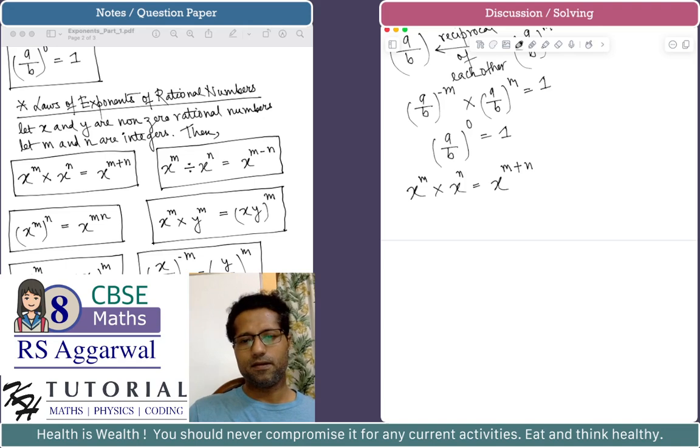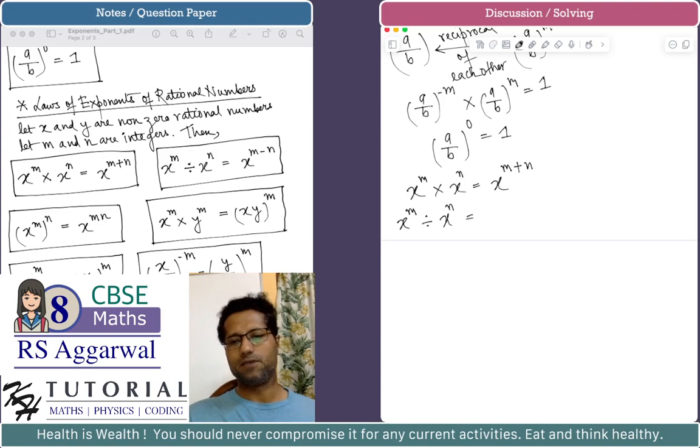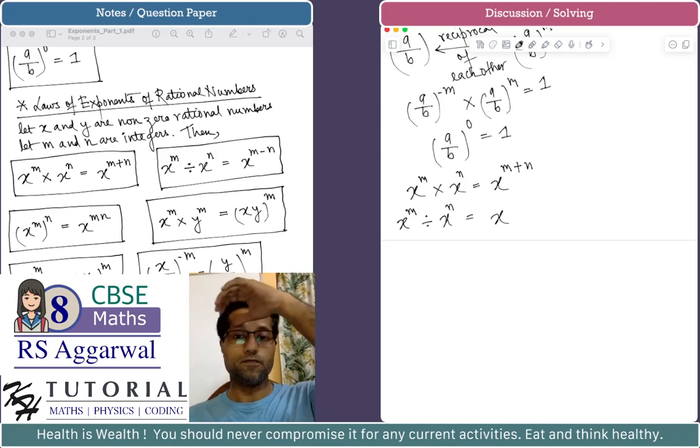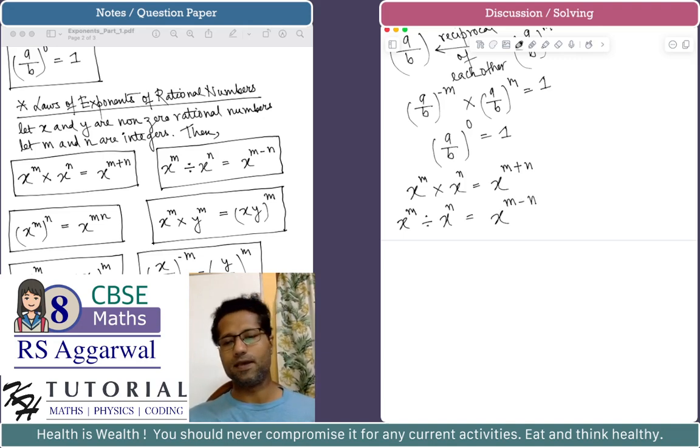The next is, this was the product of two numbers in exponential form with the same base. Now what about if you divide two numbers in the exponential form having the same base but different powers? This will be equal to, the base remains the same, we take the difference of the powers, so it will be m minus n. Since we are dividing x to the power m by x to the power n, in the power it is x to the power m minus n.